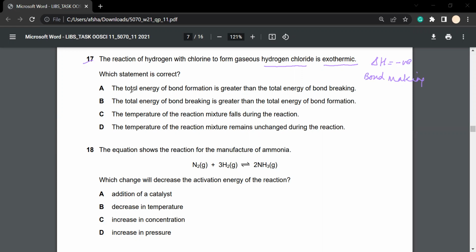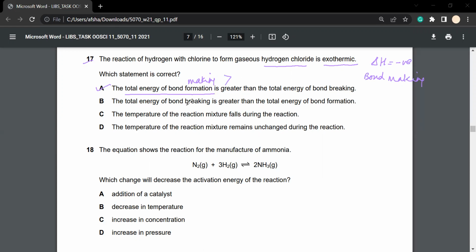So the option A says the total energy of bond formation is greater than the total energy needed for bond breaking. यहाँ bond making हो रही है, and it's greater than the total energy needed for bond breaking. So yes, that is going to be an exothermic change, because overall making में ज़्यादा energy liberate हो रही है, than it's needed for breaking of the bond on the reactant side.